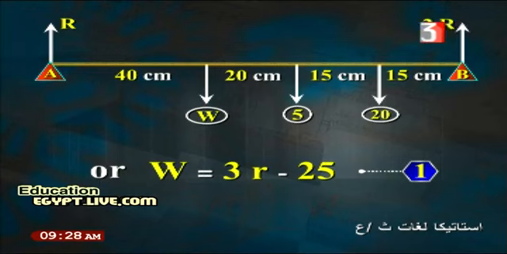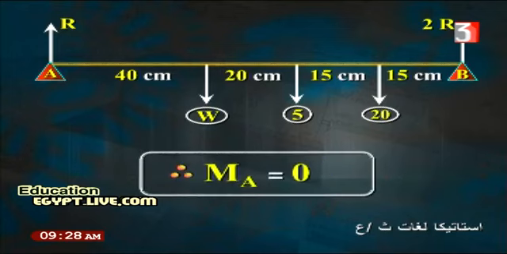Remember, my dear student, we have two unknowns, W and R. We need another equation. We must find the moment at A or the moment at B. Look, my dear student. Moment at A: by the theorem, the summation of moments of forces about any point equals the moment of the resultant at the same point, or the summation of moments at any point must equal 0.